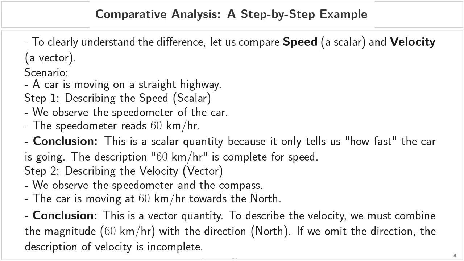Now, let's move to step 2, where we describe the velocity. This time, instead of just looking at the speedometer, let's also check a compass. We see the car is moving at 60 kilometers per hour, but we also see it is heading towards the north. Here is our conclusion. This is a vector quantity. Unlike speed, the description of velocity is incomplete if we only mention the magnitude of 60 kilometers per hour. To truly describe the velocity, we must include that directional component, north. As we will see in our summary table in the next slide, this addition of direction is exactly what transforms a simple scalar into a vector.